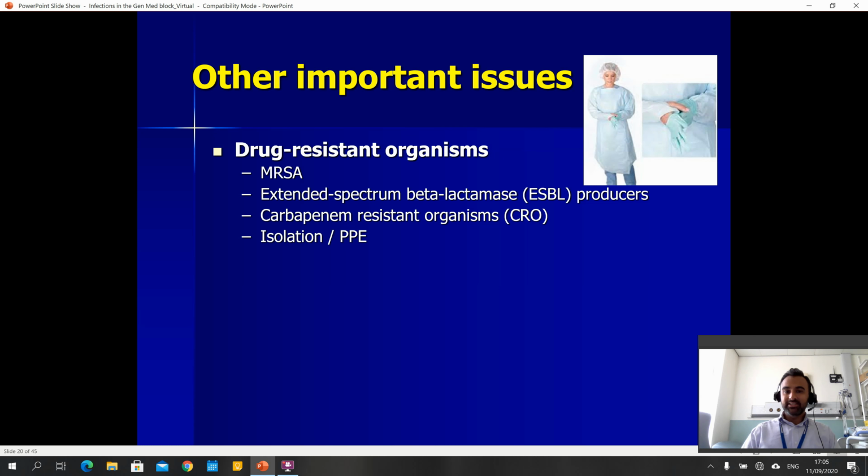So this is extended spectrum beta-lactamase producing bacteria. So what's beta-lactamase? If you think about your commonest antibiotic, penicillins, they are beta-lactam antibiotics. The other beta-lactam antibiotics are cephalosporins and carbapenems most commonly. So these all have the beta-lactam ring. And traditionally and historically, they've been really, really helpful in fighting off most infections and most bacteria.